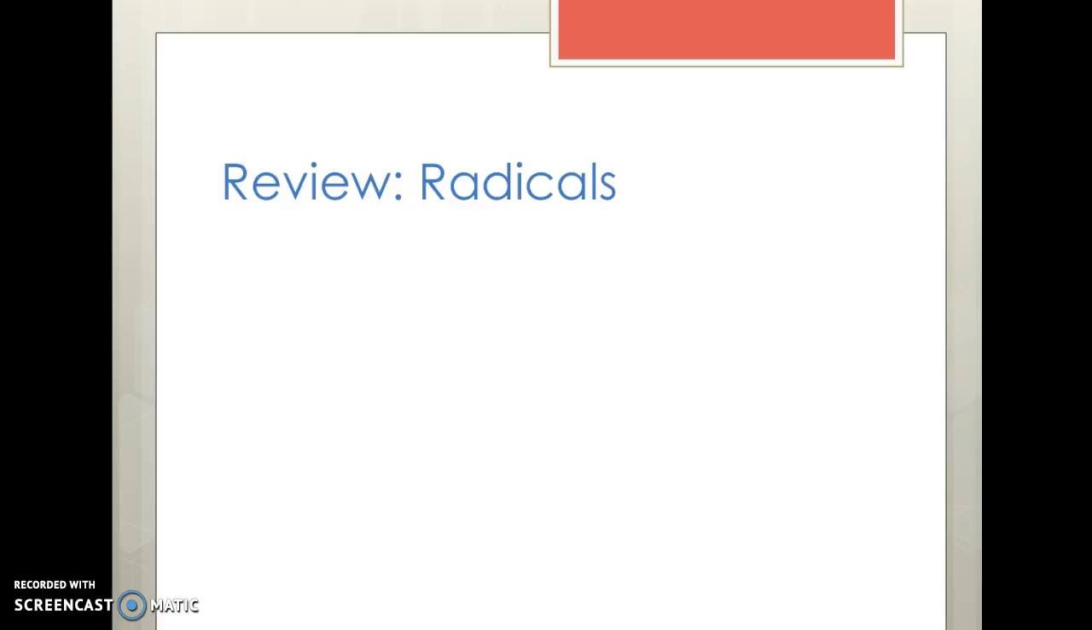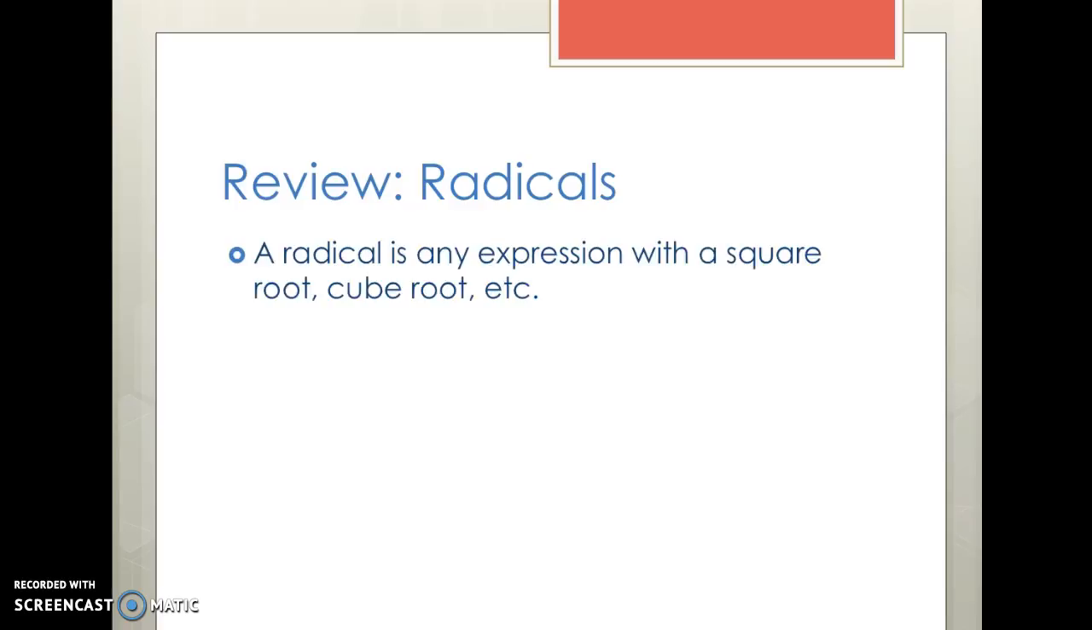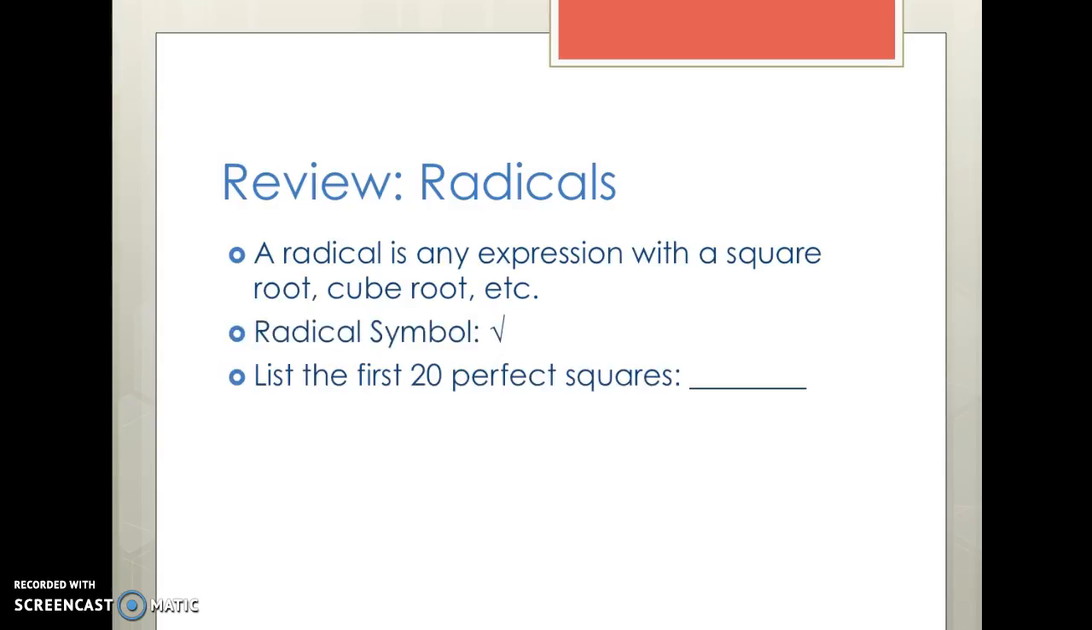We're going to review radicals. A radical is any expression with a square root, cube root, etc. So a radical symbol is the square root symbol.